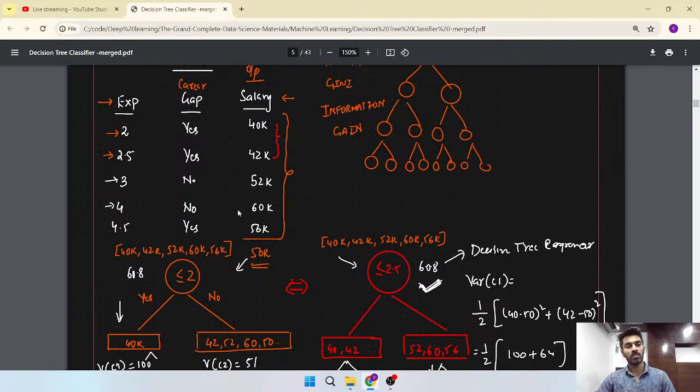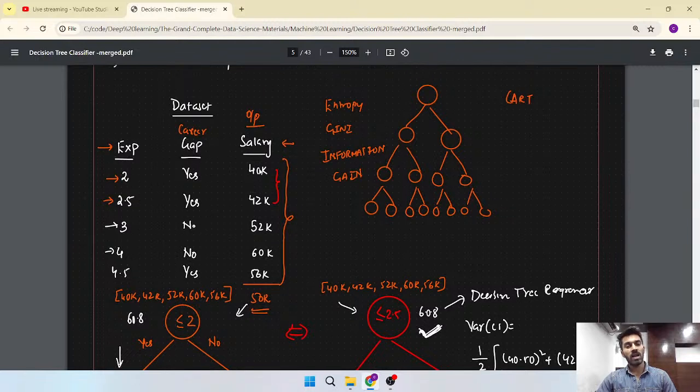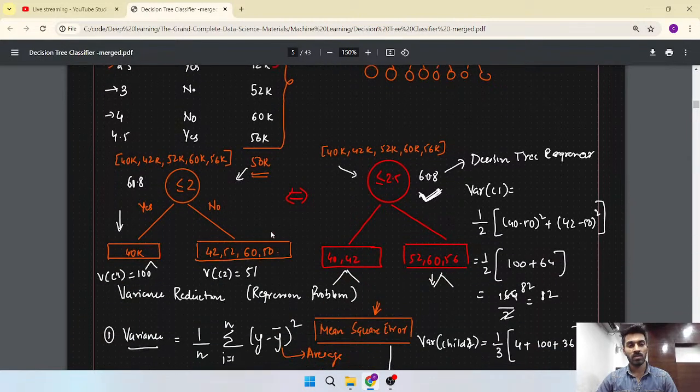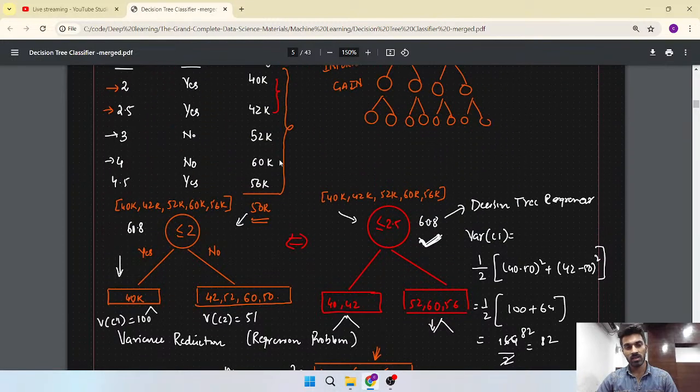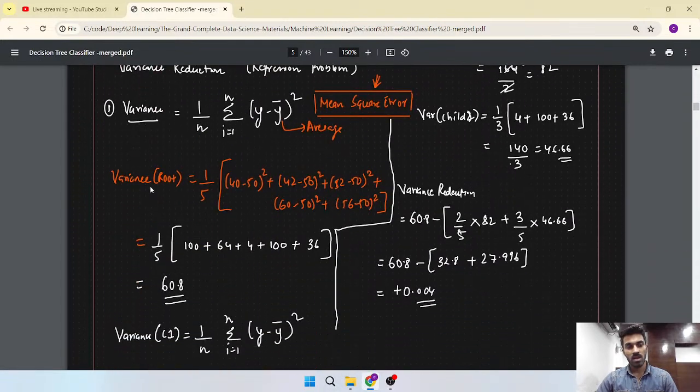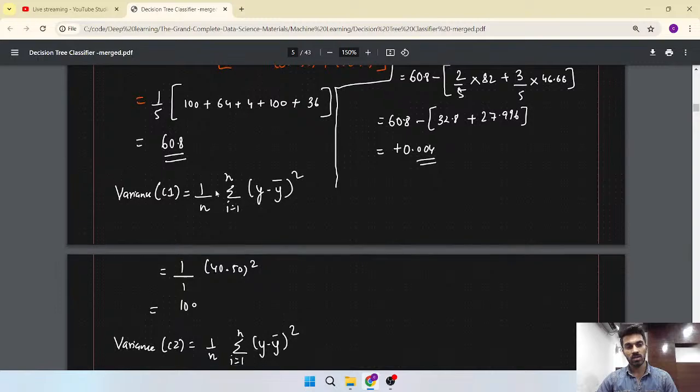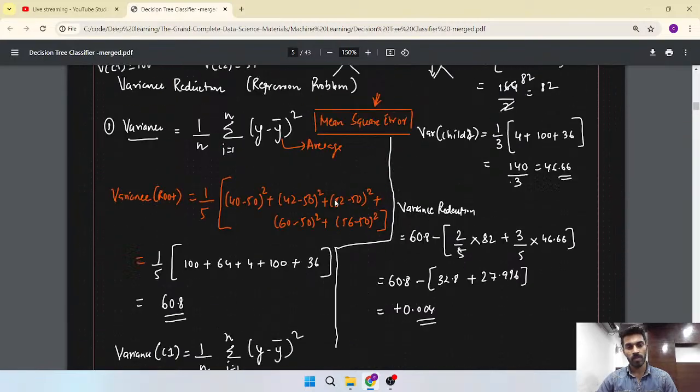In real life you will not get values in that format, you will get some random values. So firstly you have to apply ascending or descending order, and then take the average, then again average, something like that. So that's it for regression, and for variance, the root is the same.